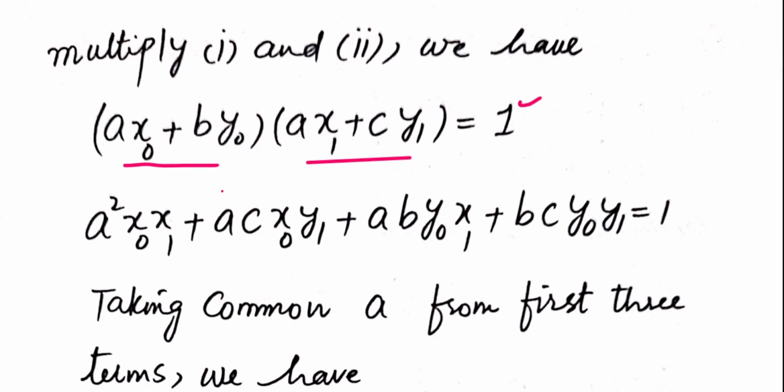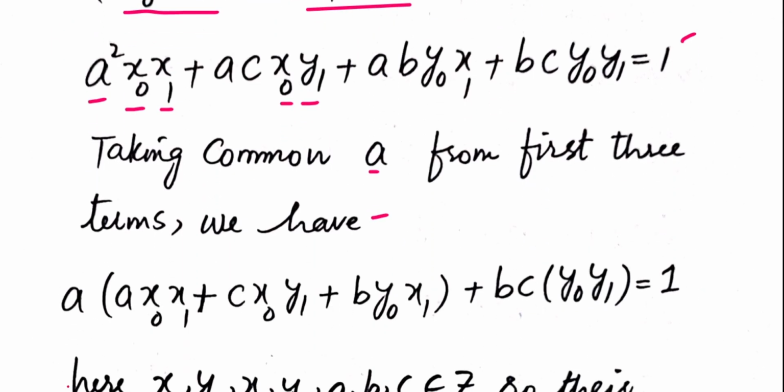So multiplying these two factors, we have a square x naught x1, ac x naught y1, and so on, is equal to 1. Taking a common from the first three terms, we have a into (a x naught x1 plus c x naught y1 plus b y naught x1) plus bc y naught y1 is equal to 1.